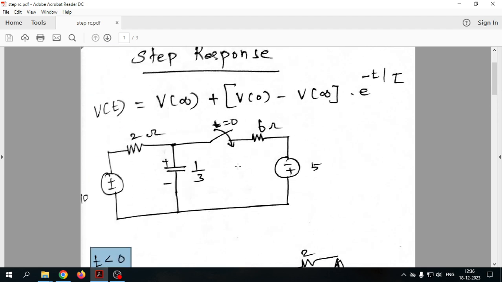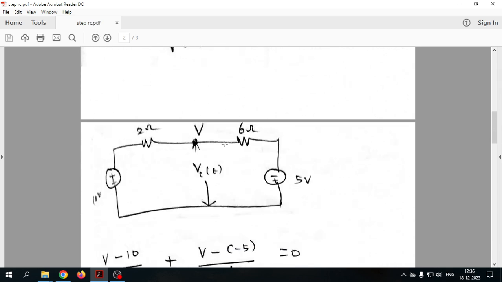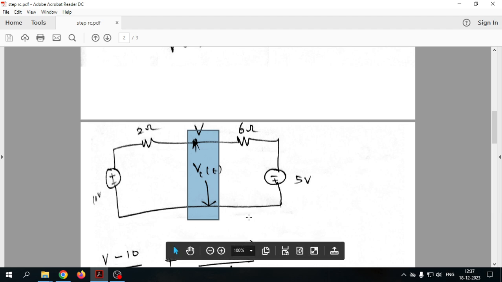And then we want to have this one. After the switch is closed at t equal to 0, which means t greater than or equal to 0, what will happen in the circuit? The switch is closed, and we are going to find the voltage drop across the capacitor location.